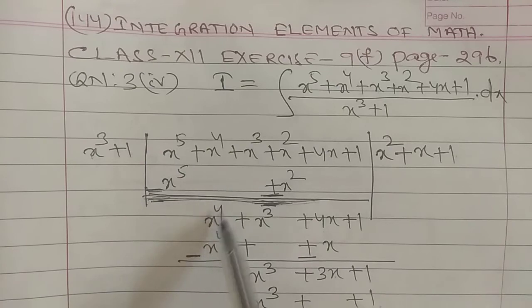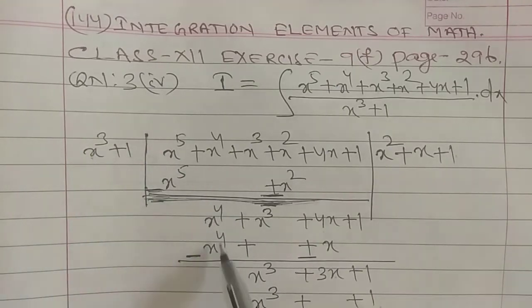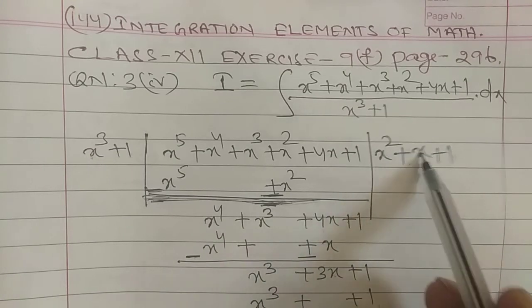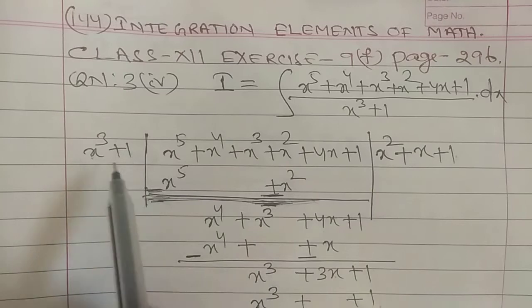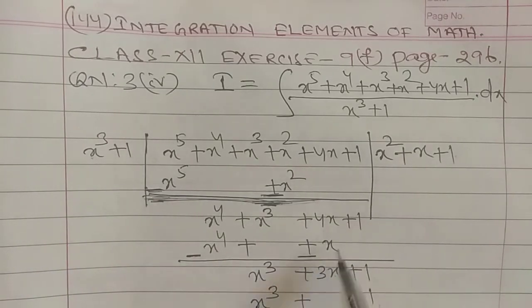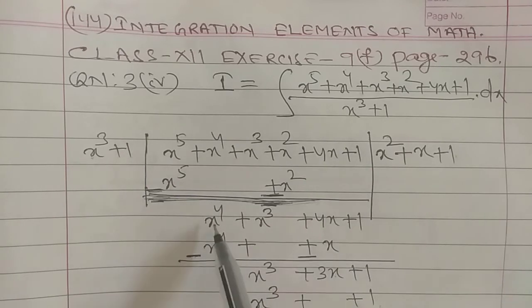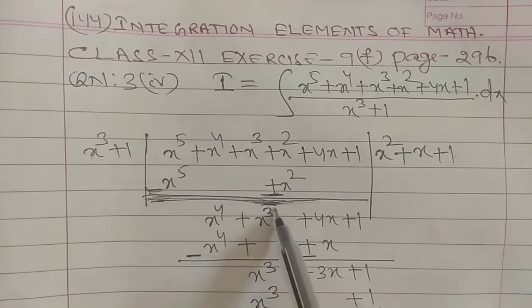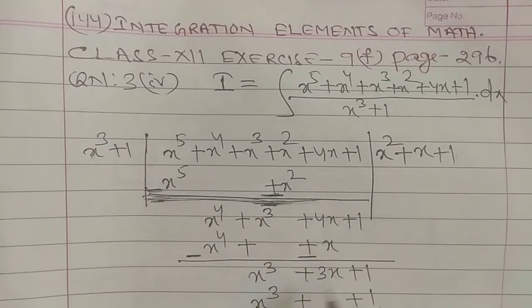Again x^4 divided by x^3 gives x, and x into x^3 is x^4, and x into 1 is x. Taking the difference, x^4 minus x^4 cancel, and this is x^3. So this is x^3, and 4x minus x is plus 3x, and here plus 1.